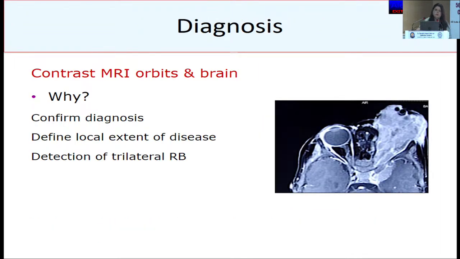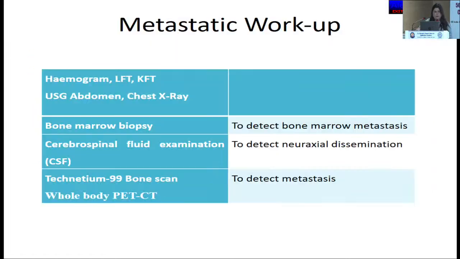First and foremost, whenever we suspect a diagnosis of extraocular retinoblastoma, we want to confirm it with imaging, and neuroimaging is the most important modality that comes to our rescue. So we advise a contrast MRI of the orbits and brain. It helps us to confirm the diagnosis, defines the local extent of disease within the orbit, and is also indicated because it helps in detection of trilateral retinoblastoma, which although rare, can also be a possibility.